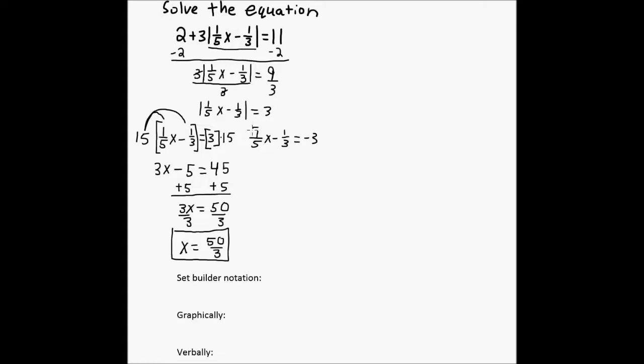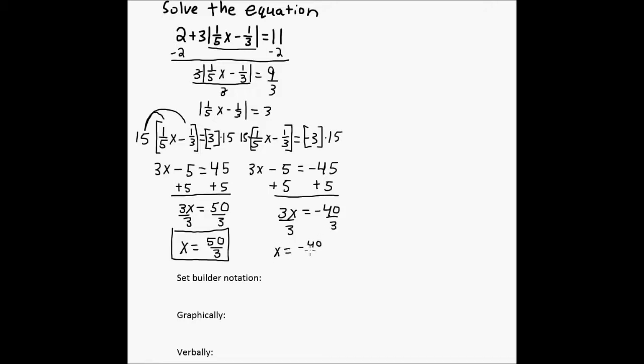So on this second equation, I'm going to do the same thing. I'm going to multiply through by 15 to eliminate the fractions. And again, this is going to come out to be the same thing. 15 divided by 5 is 3x minus 5 equals, this time it's a -3, so this is going to be -45. Again, add 5 to both sides. And I have 3x equals -40. Divide both sides by 3. And my second solution to the absolute value equation is -40 divided by 3.